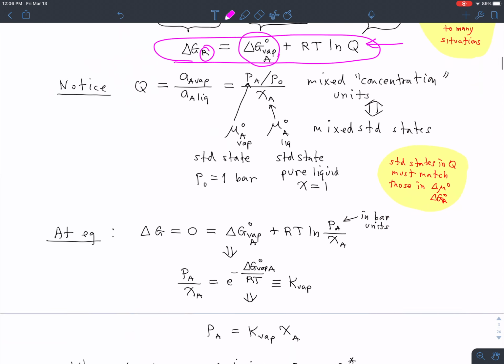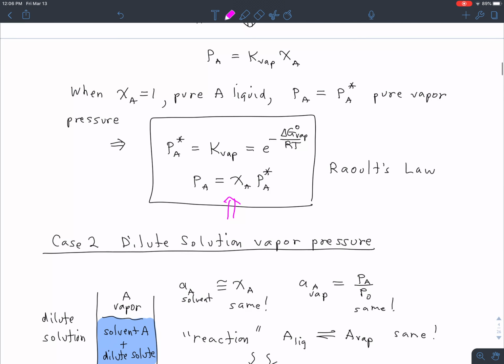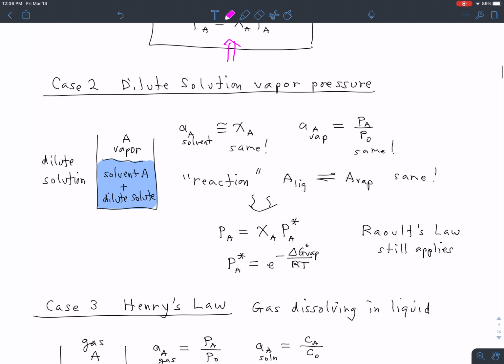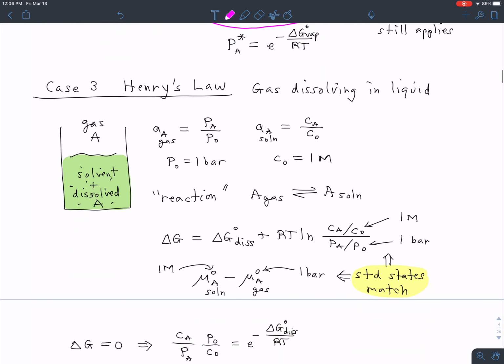So Raoult's law can be derived using that idea. Here is Raoult's law. It's just a few steps away from the reaction idea. And also situations where, for example, you're looking at the equilibrium between a solvent vapor and that same solvent in the liquid phase in the presence of some impurity or another. You can derive another version of Raoult's law using the reaction idea. It also applies to Henry's law.